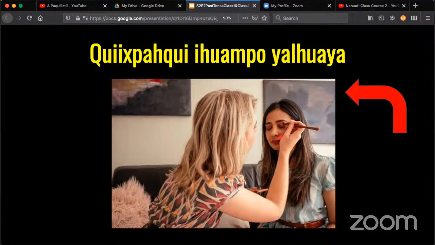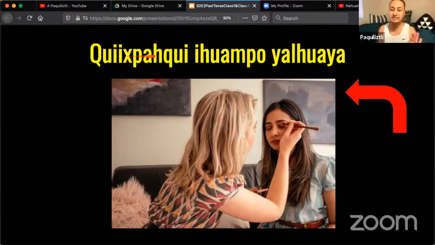She painted her friend's face. Her friend's face. So this here is kind of ambiguous about who's doing it to whom, but she's the one doing it to her friend. So this ki is not referring to her. This ki is referring to her, because she's the one receiving the action. She's the one doing the action. So this ki is her, but this her is this her. Okay, so to her, face, paint, she did. So she painted her face. Quiitta iwampo, her friend. Yalwaya.